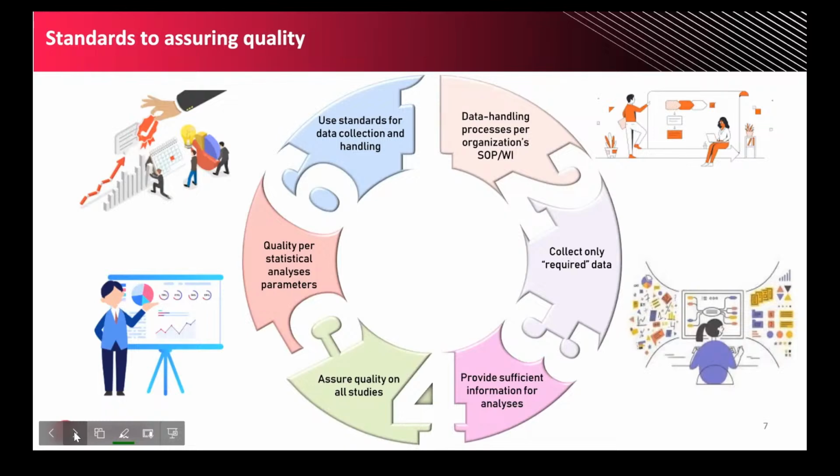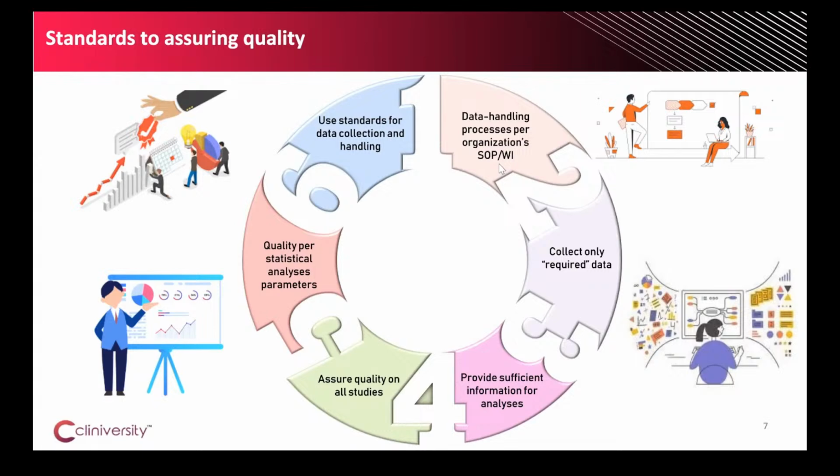Let us now look at the industry minimum standards to assuring the data quality. The first one is to design and maintain data handling processes according to the organization's documented quality systems. There is a reason SOPs, work instructions, and guidance documents are created in an organization. And often personnel fail to work according to those relevant work instructions.